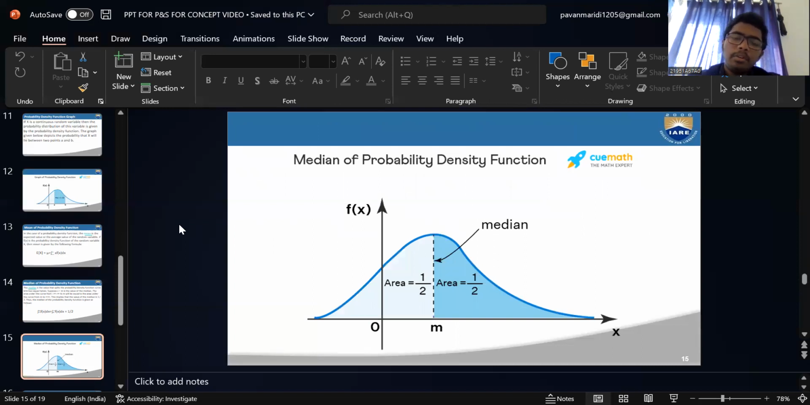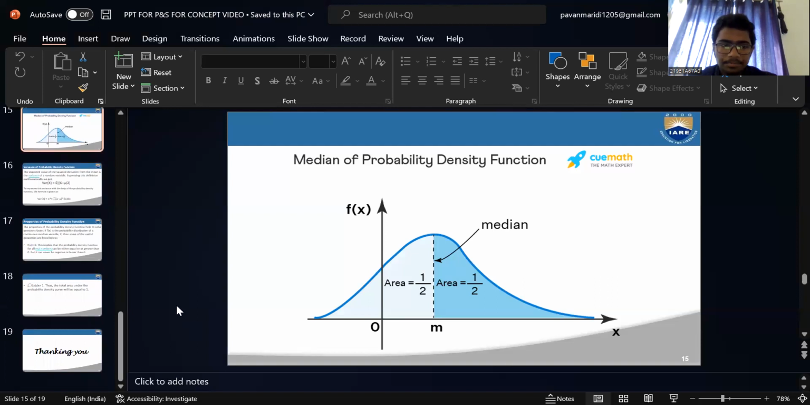Median of probability density function. In this graph, we can observe that the graph is bell shaped. The area from minus infinity to m is equal to 1 by 2. From m to infinity, the area is also 1 by 2, since the areas of both the parts are the same. This is what we call the median of probability density function. We can observe that from here.